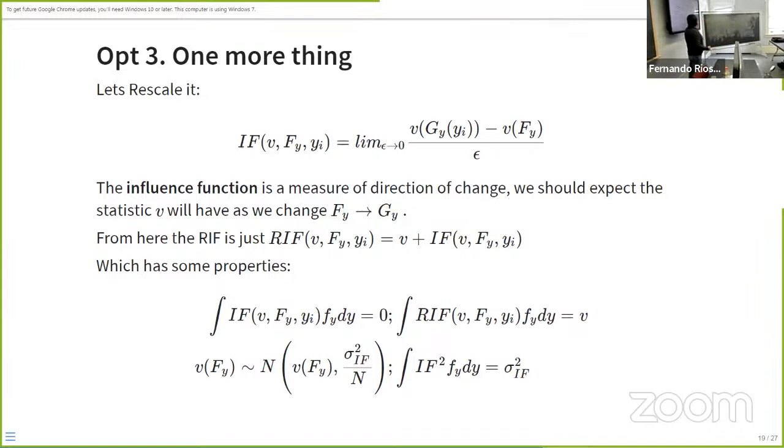So the expected value of the quantile RIF should give me the quantile of interest. Expected value of the Gini RIF should give me the Gini. Third, if you estimate the expected value of the square of the influence function, what that's going to give you is the variance of the influence function, which will be used to estimate the variance of the statistic itself.